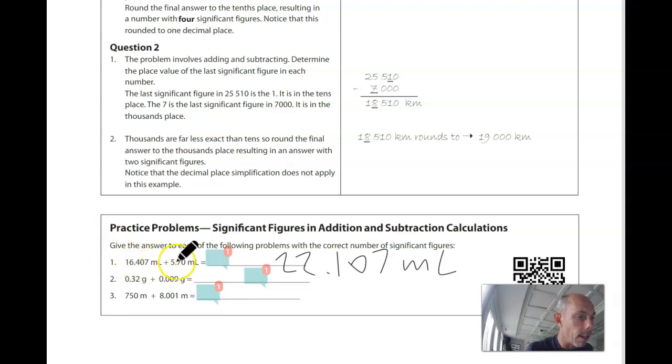16.407 had 3, 5.70 had just 2, so my answer can have only 2 decimal places, which means this hundredths place will be my last decimal place and my last significant figure. Since the digit to the right of it is a 5 or higher, I can't just lose the 7 and turn this into a 0. Rather, this will round up to a 1 because that's 5 or higher. So the final answer is going to be 22.11 milliliters.